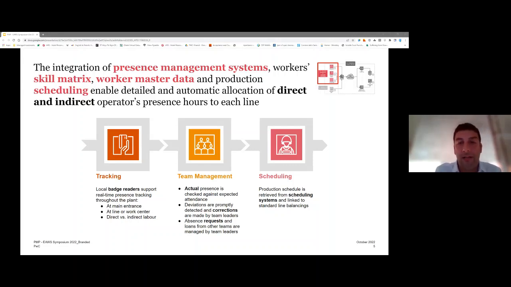And the production schedule is retrieved from scheduling systems and linked to standard line balancing. So as we've seen before, information regarding task biomechanical load and the required technical skills are also available for each scheduled batch and workstation. So this means that what is needed to execute the work cycle at each workstation is clearly defined.